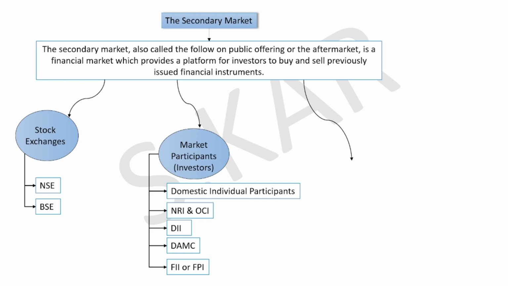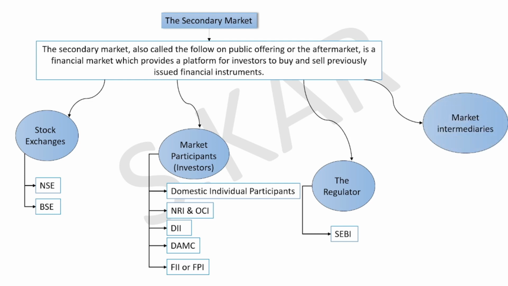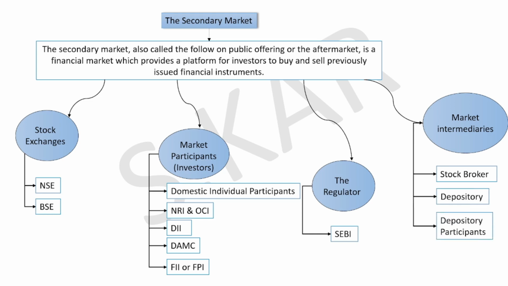Now next comes the regulator. Who is the regulator? The regulator is SEBI. And lastly come the market intermediaries. There are a lot of market intermediaries. We will not know every one of them, but the most important among them is the stockbroker, obviously. Next, we have the depository. Then we have the depository participants and the clearing houses.